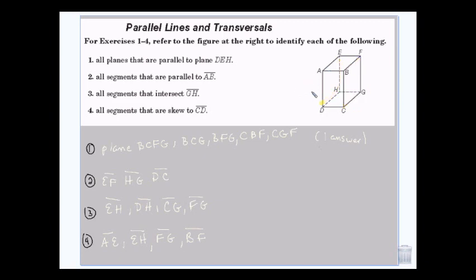And you had segments skew to CD. So here's CD. And skew means they don't intersect, but don't run the same direction. So you've got those two up there and these two back here. Any questions at all on any of those?